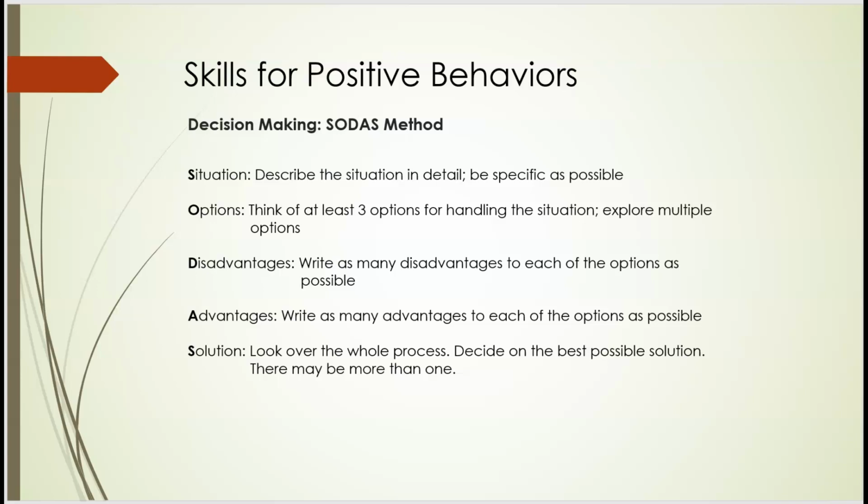S stands for situation. Describe the situation in detail. Be as specific as possible. O stands for options. Think of at least three options for handling the situation. Explore multiple options. D stands for disadvantages. Write as many disadvantages to each of the options as possible. A represents advantages. Write as many advantages to each of the options as possible. S stands for solution. Look over the whole process. Decide on the best possible solution. There may be more than one.